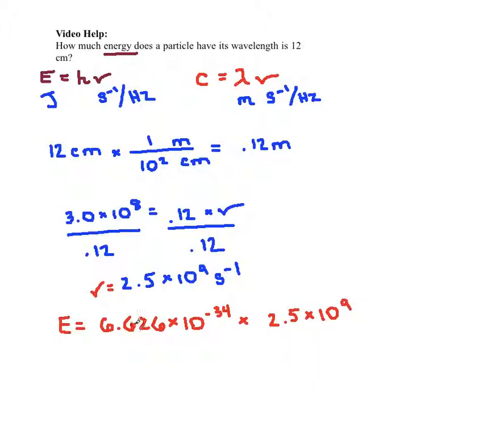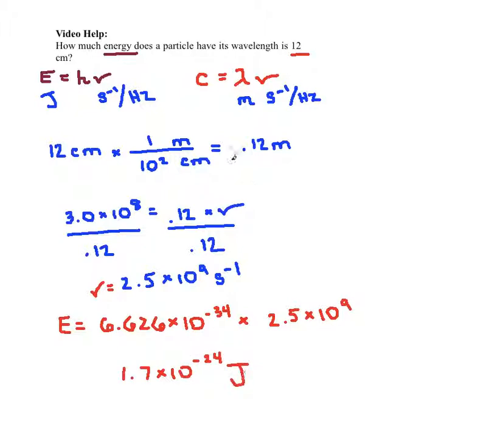Now, look back at the original problem. Here this has 2 sig figs. 3.0 has 2. This has 4. So for my final answer, I'm going to need 2. So the 1.656 is going to round to 1.7 times 10 to the -24th. And my units for energy are joules.